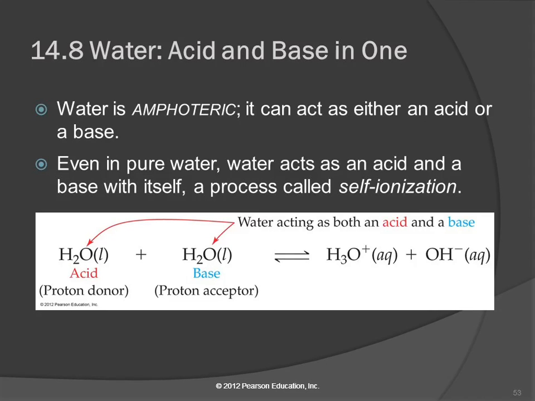There's this word again, amphoteric. Water can act as an acid or a base. And what's crazy about it is it does this even with itself. You know, two water molecules together, and one can donate a proton to the other, forming hydronium ion and hydroxide ion. And you might say, well, why on earth would they do that?